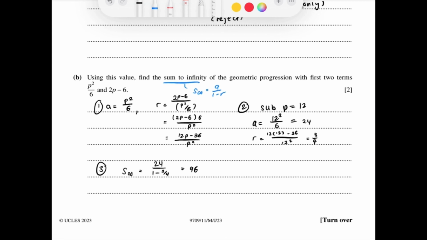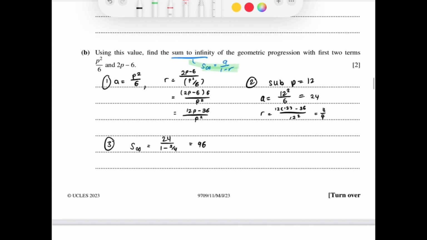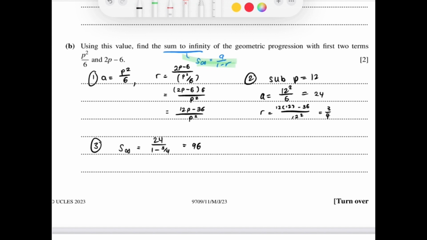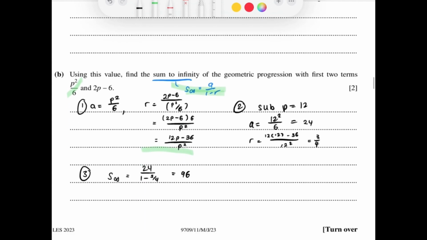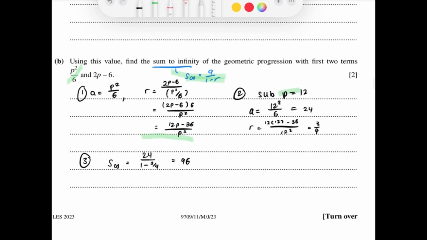So using this value, find the sum to infinity of the geometric progression with the first two terms being those two. For this, you can find this formula in the MF19. I wrote it down here so it's easy for us to see. A is your p squared over 6, and I simplified it into this equation. But now that we know p equals 12, we need to find r, because those are the two terms that you need in the sum to infinity equation. So I subbed in p equals 12, found my r, and then calculated my sum to infinity from there.